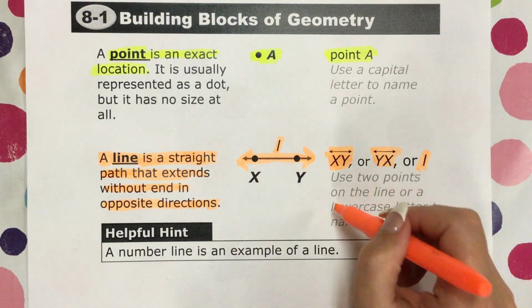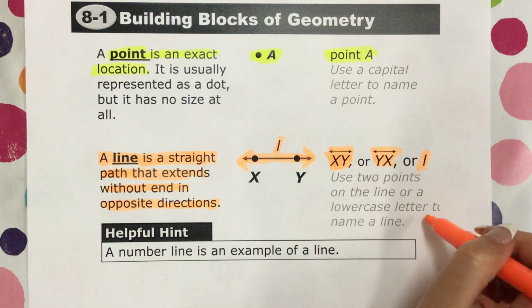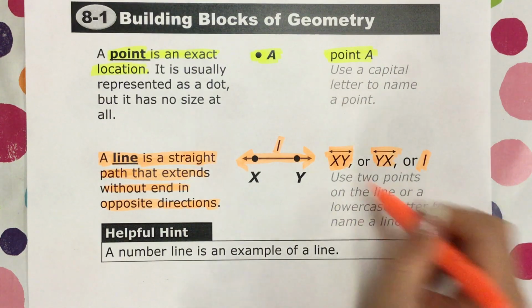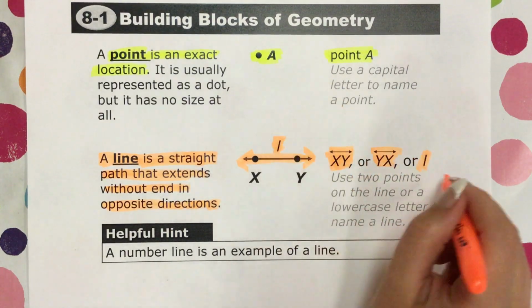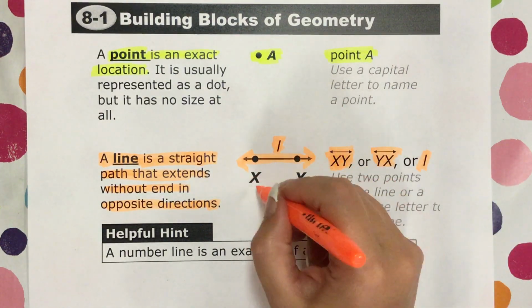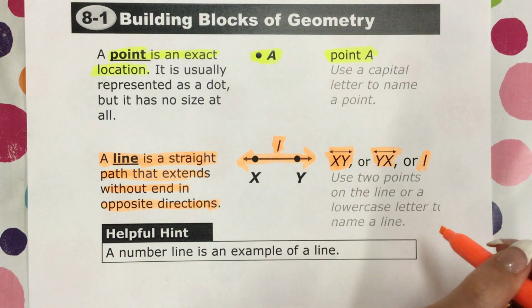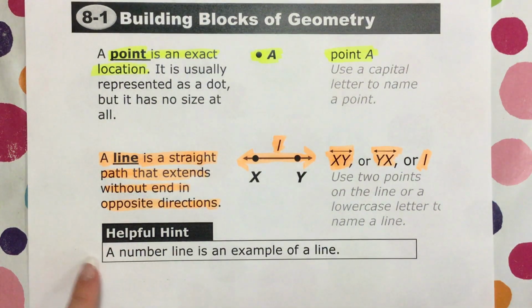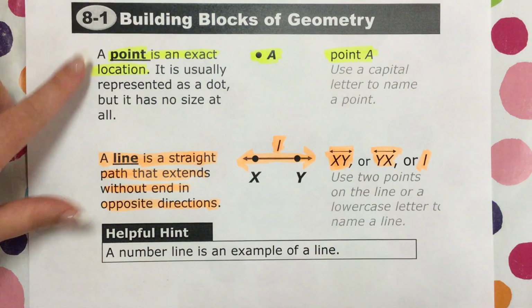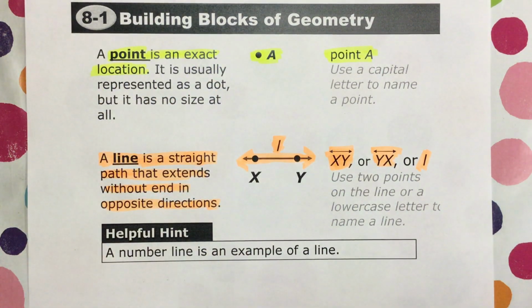So you use two points on the line or a lowercase letter to name the line. Just to name the whole line, it is a lowercase L. But otherwise, the points are capitalized. One line that we have used quite a bit so far is a number line. A number line is an example of a line. So that is a point and that's a line.